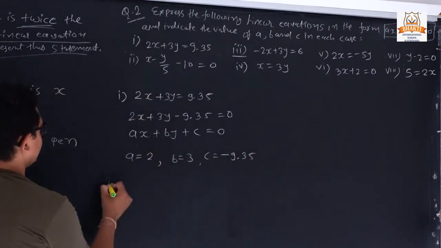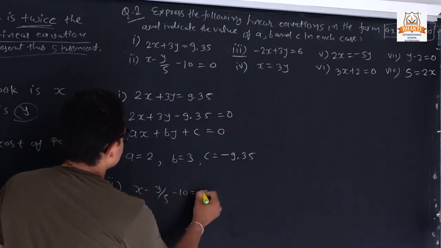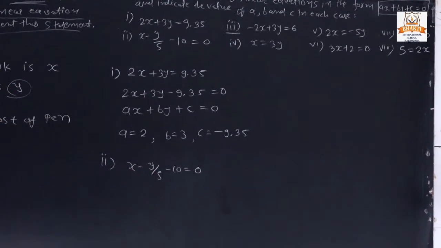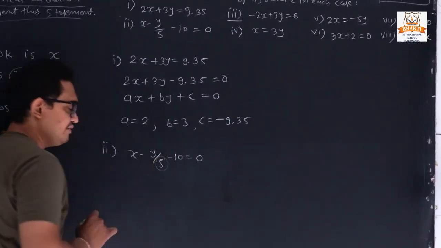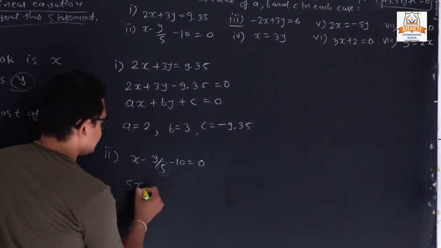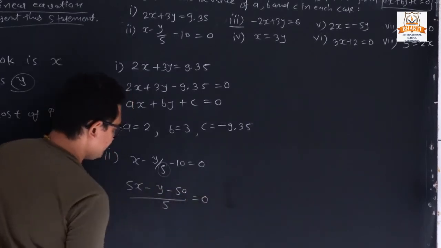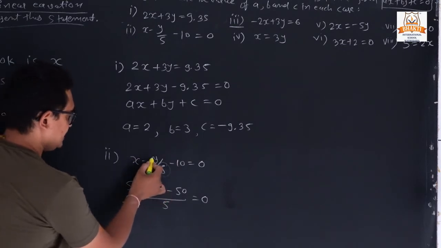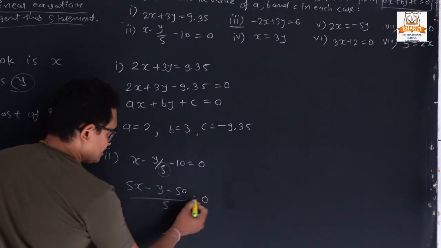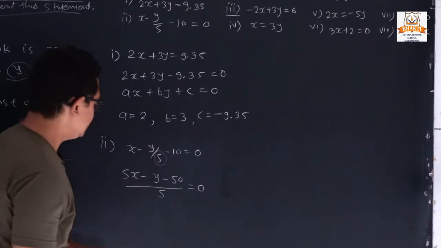Now second, x minus y upon 5 minus 10 is equal to 0. So first of all we can take the LCM, because here in the denominator we have a 5. So 5x minus y minus 50, all upon 5, is equal to 0, because 5x, then here we have already 5, so 5 times 10 is 50. So that term is going to the second side, so it is multiplied with 0. So 0 into 5 becomes 0.